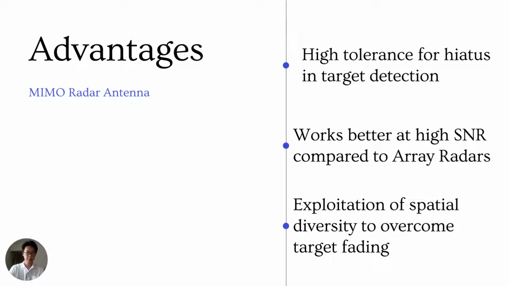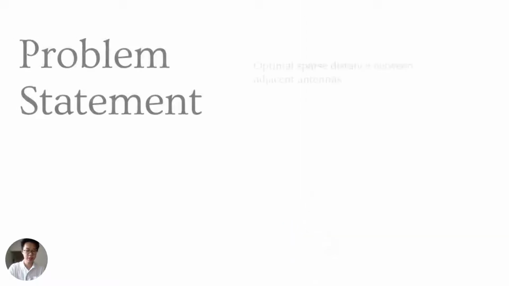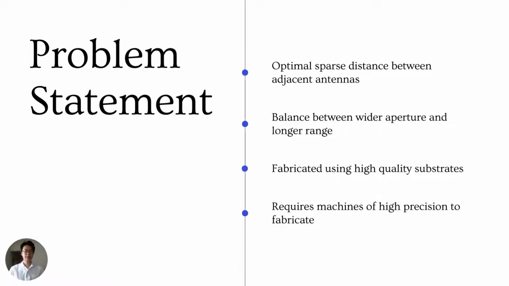So as we go on, let's talk about the problem statement, objectives, and the scope of limitations. The problem statement for my project is to obtain the optimal sparse distance between adjacent antennas. As in EM theory, when you have two transmitters placed quite close to each other, they might interfere with each other's signals, causing interference. So the aim is to obtain the best distance between adjacent antennas.